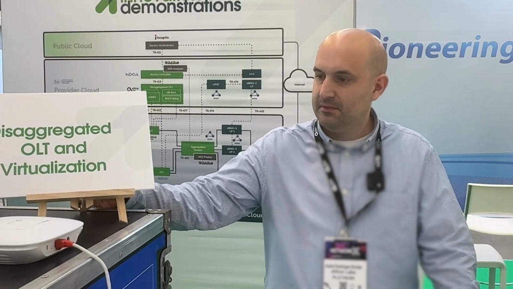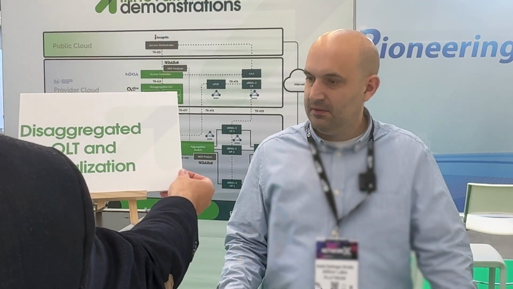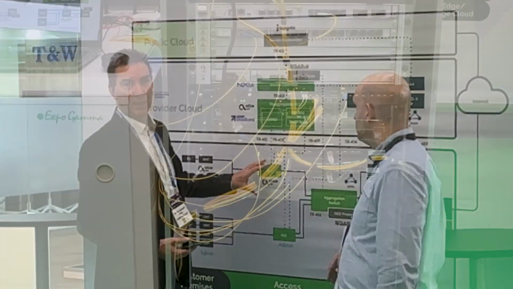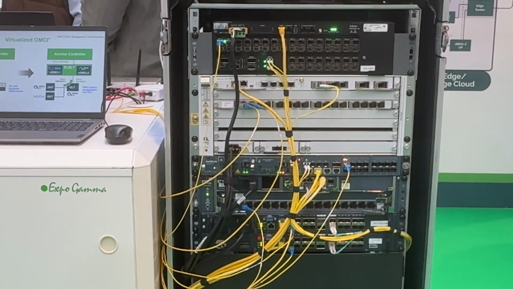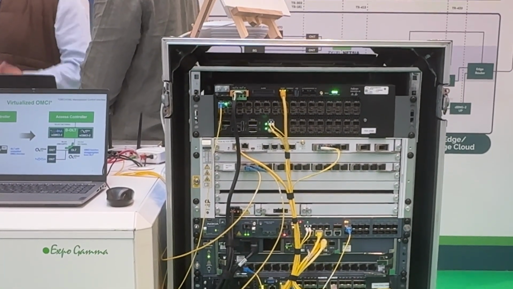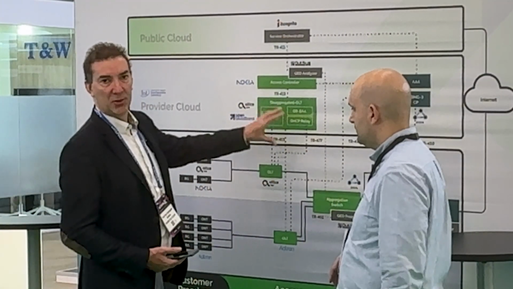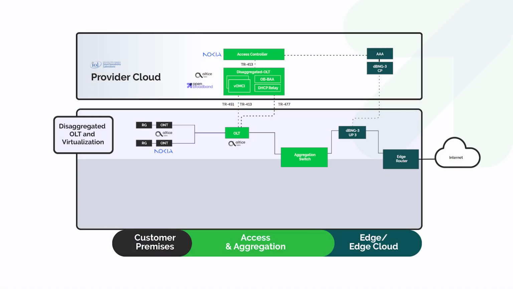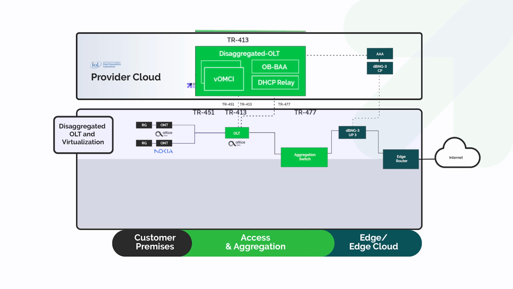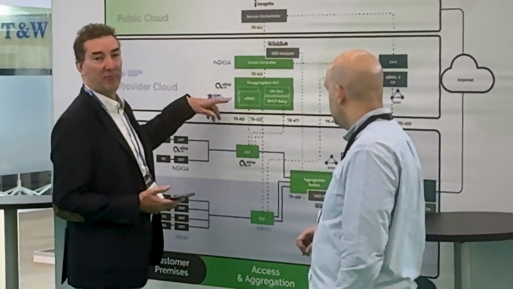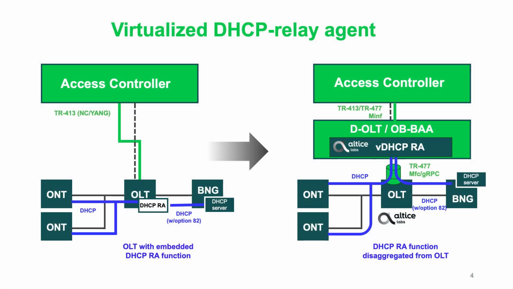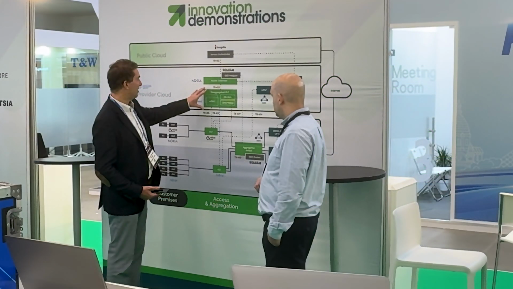The disaggregated OLT, in fact, hosts some of the control and management functions that are traditionally hosted in the OLT hardware, but now have been disaggregated from the OLT and are now embedded in this centralized software environment here, which we call the disaggregated OLT. These functionalities include the OMCI server, so we call it the Virtualized OMCI, as well as the relay functions like DHCP relay or PPPoE, point-to-point protocol over Ethernet relay, which are now hosted in this centralized environment rather than in the hardware of the OLT.